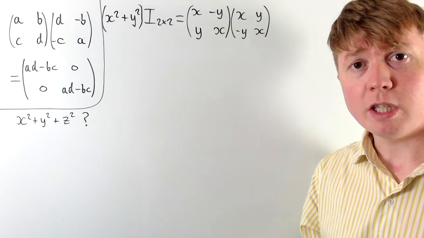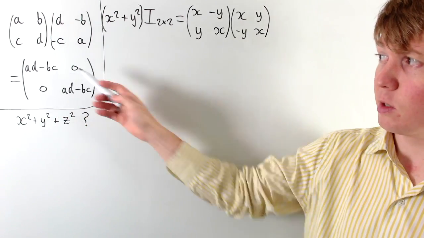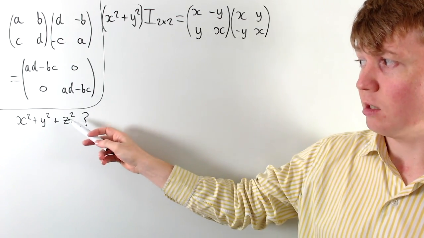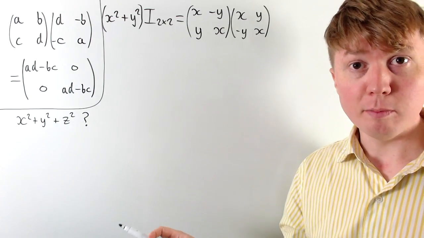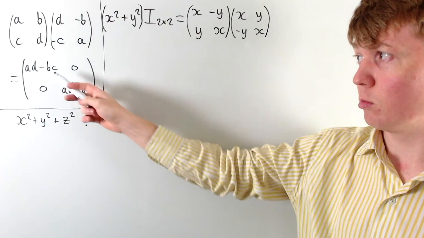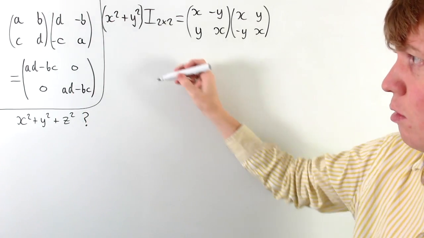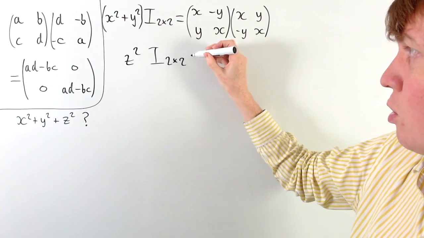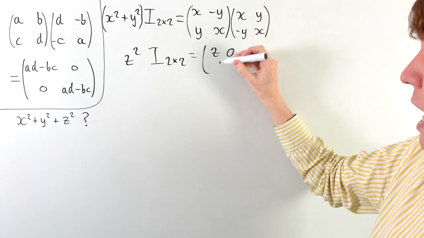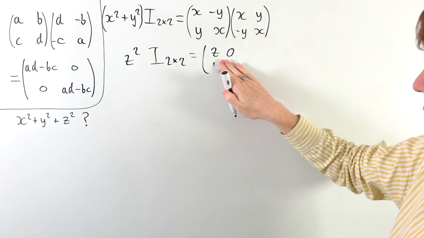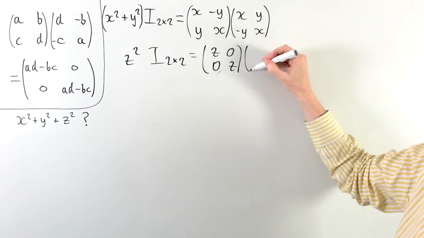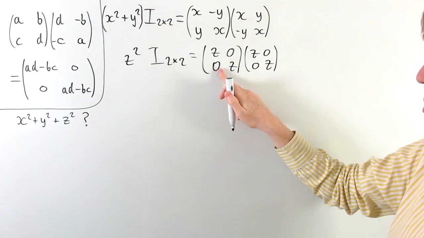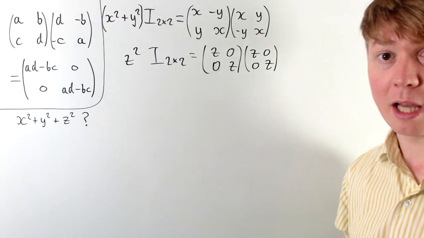So we could treat z squared as AD minus BC, where, for example, we could say A and D are both equal to z, so we get a z squared. We could say that B and C are both equal to 0, so that we just get z squared minus 0. So in this sense, we can write z squared multiplied by the 2 by 2 identity matrix as z, 0, 0, z, where A and D are both equal to z, and B and C are both equal to 0. So we get a factorisation for z squared as well.